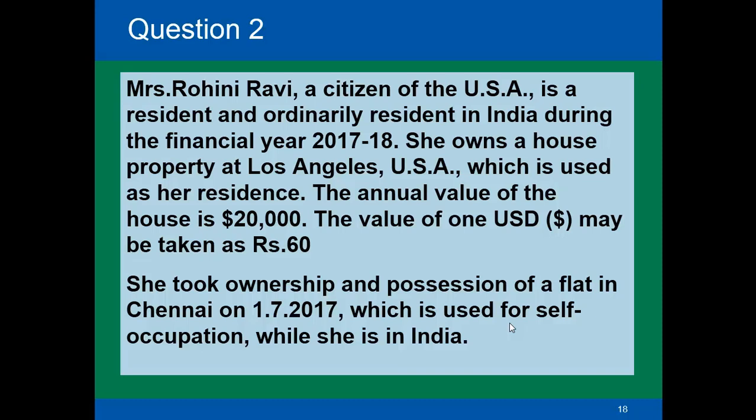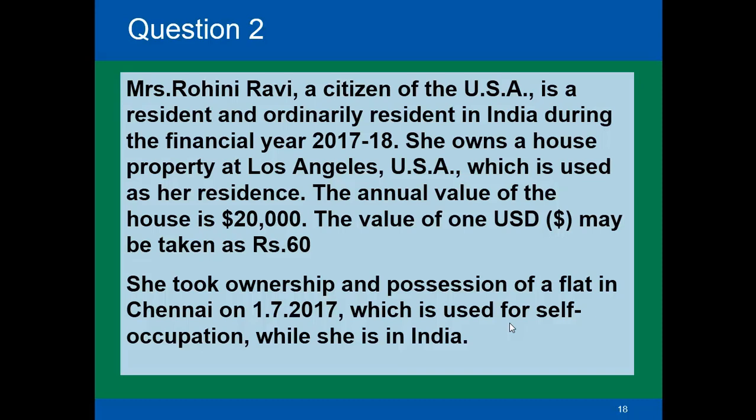Mrs. Rohini Ravi, a citizen of USA, is a resident and ordinary resident in India during the financial year 2017-18. She owns a house property at Los Angeles, USA, which is used as her residence. The annual value of the house is $20,000. The value of $1 may be taken as rupees 60.